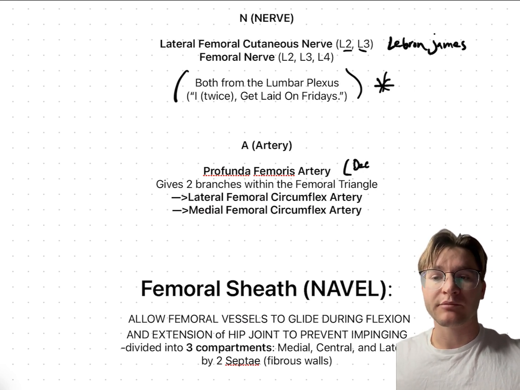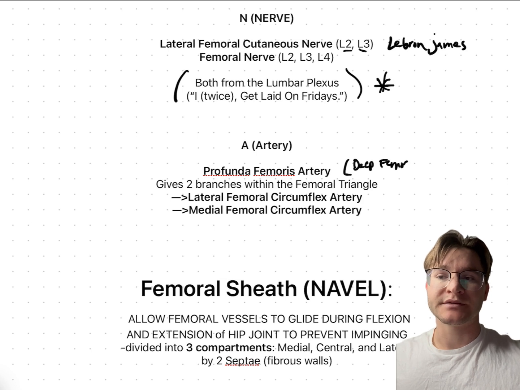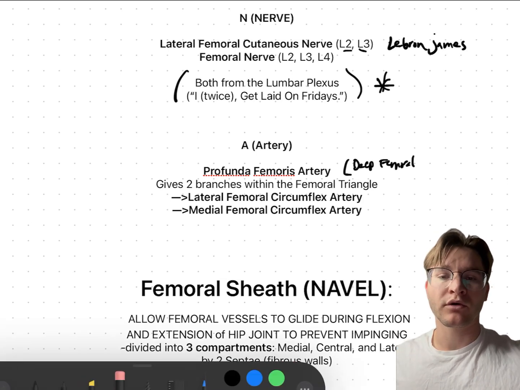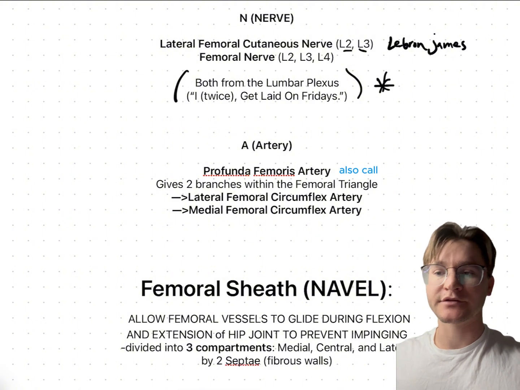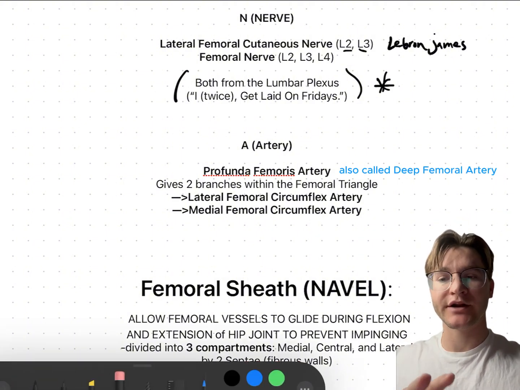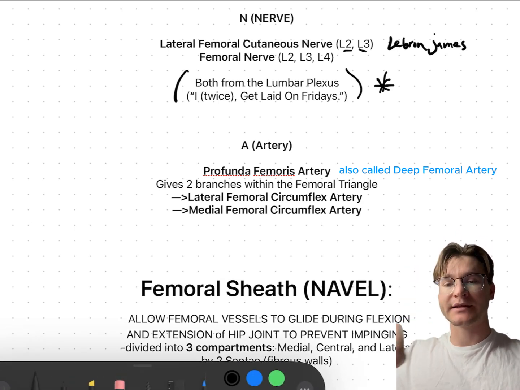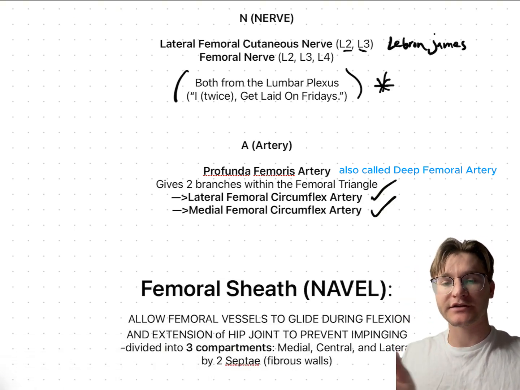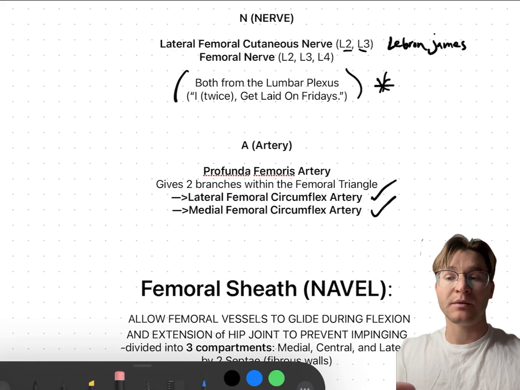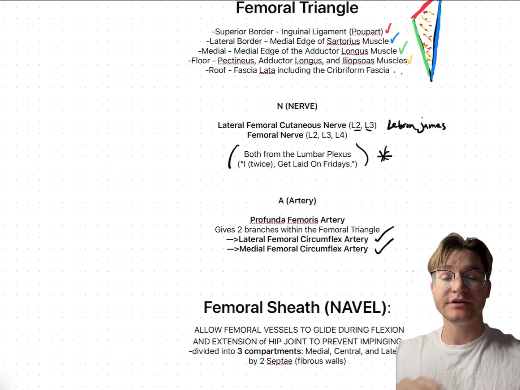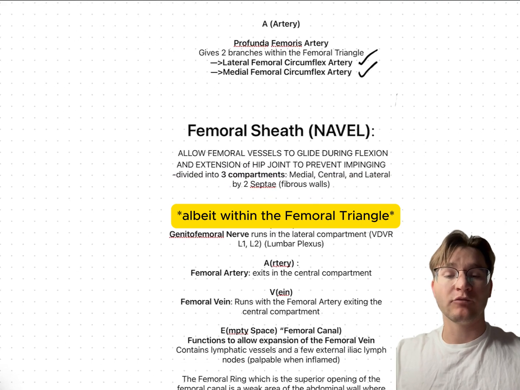We have our artery, our profundus femoris artery. It's also called the deep femoral artery. So deep femoral artery, and it gives two branches, medial and lateral femoral circumflex arteries. They both will track laterally, and then the medial circumflex artery will wrap back around and go medially. So these are structures outside of the femoral sheath.